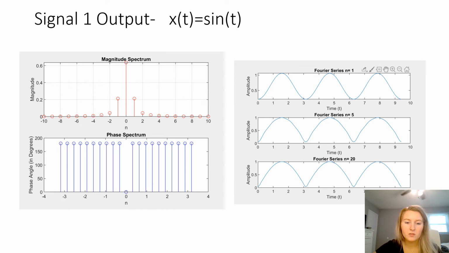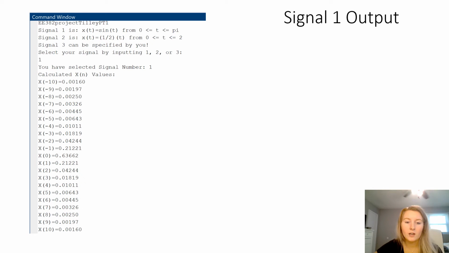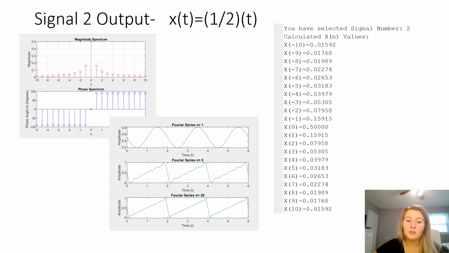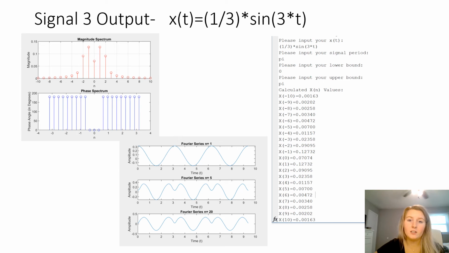Here are my graphs of signal 1, so you can see my magnitude and phase spectrums, and then on figure 2 I have my Fourier series with the 3 different ranges of n values. Here is a screenshot of the user prompts and then also the x of n values printing out just for visual representation. You can see the user being asked which signal options they have and then selecting their signal, what they did indeed select, and then calculating their x of n values. Here's a quick overview of my signal 2 output. Here is my output of an arbitrary signal I entered.